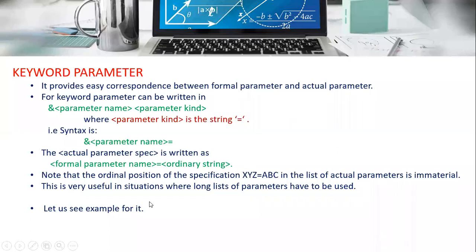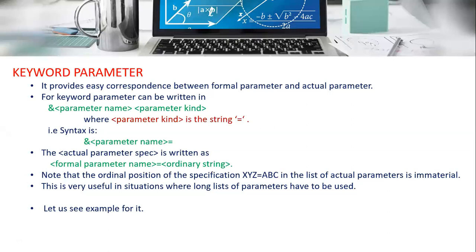Now this is very useful in a situation where a long list of parameters has to be used. When we use a very long list of parameters in the macro prototype, at that time we use keyword parameters. It is very useful because maintaining the sequence of positional parameters is a very complicated task.